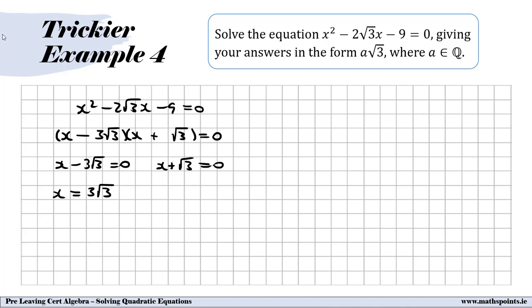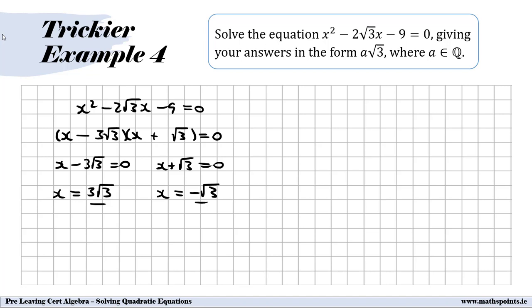And in the second linear equation on the right hand side, x plus root 3, I'm going to subtract a root 3 from both sides to get x equals minus root 3. And so 3 root 3 and minus root 3 are the two solutions to this quadratic. But it's extremely difficult to do it in that form because most people don't think of 3 root 3 and root 3 as being factors of 9.